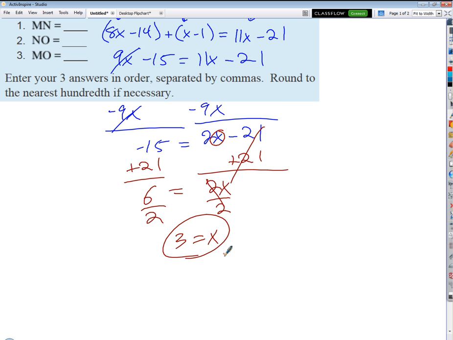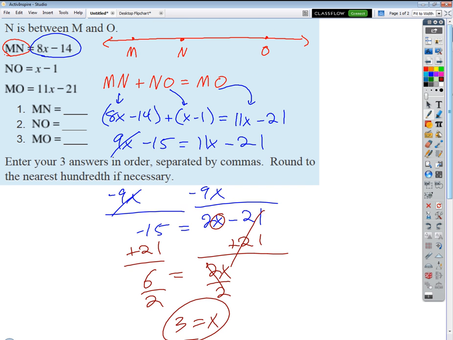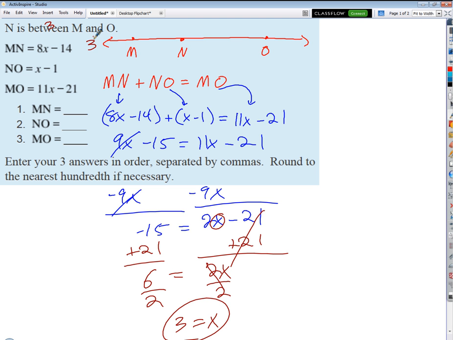So we've got to take that x equals 3, and now go back up here and say, okay, well, if x is 3, I need to answer these geometry questions. How am I going to do that? Plug it in. Exactly. Plug it in. So I'm going to plug in a 3 there, and there, right? And get numbers. So what is 8 times 3 minus 14? 10. Yeah, it's 10, isn't it? What is 3 minus 1? 2. 3 times 11? 33 minus 21?